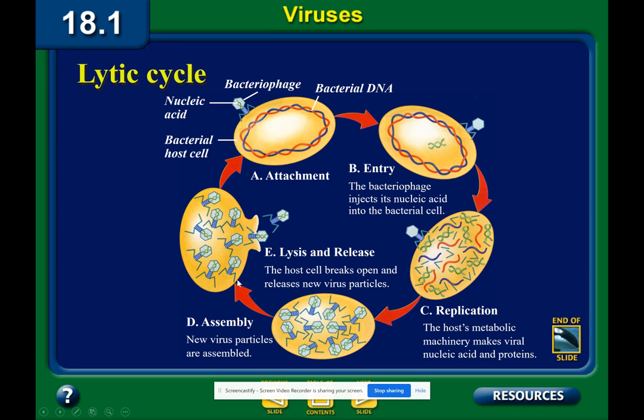And the final step, step E, as a big old thank you to the host cell, this is now called lysis and release. This is where all these brand new viral particles, these new viruses, fully assembled, break out of the host cell. And in doing so, they kill the host cell. Like I said, this is the big thank you. The host cell breaks open and releases new virus particles.